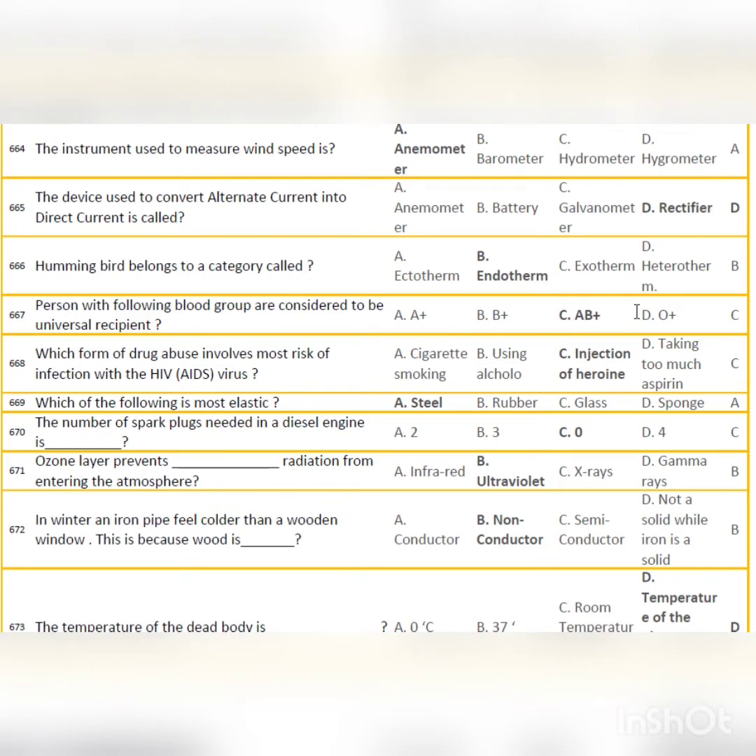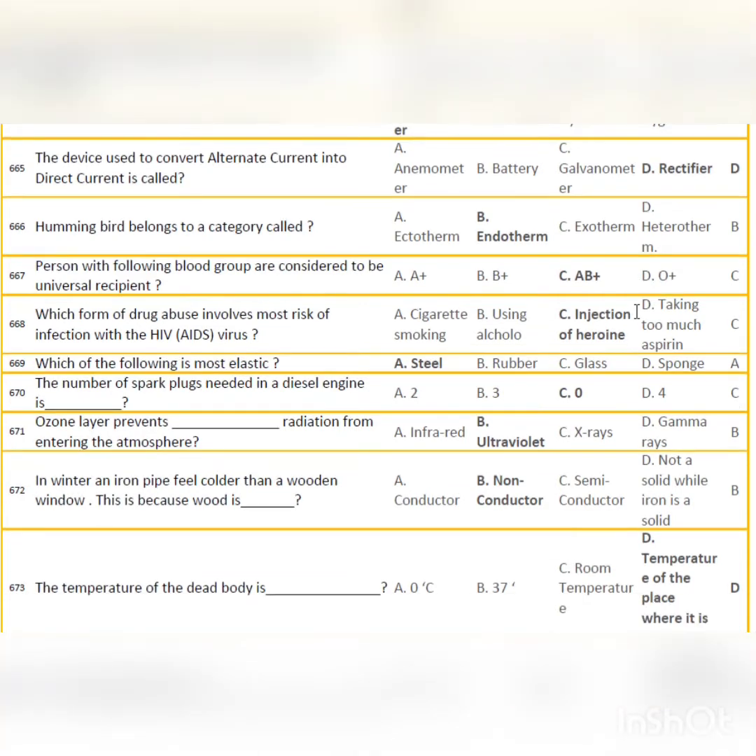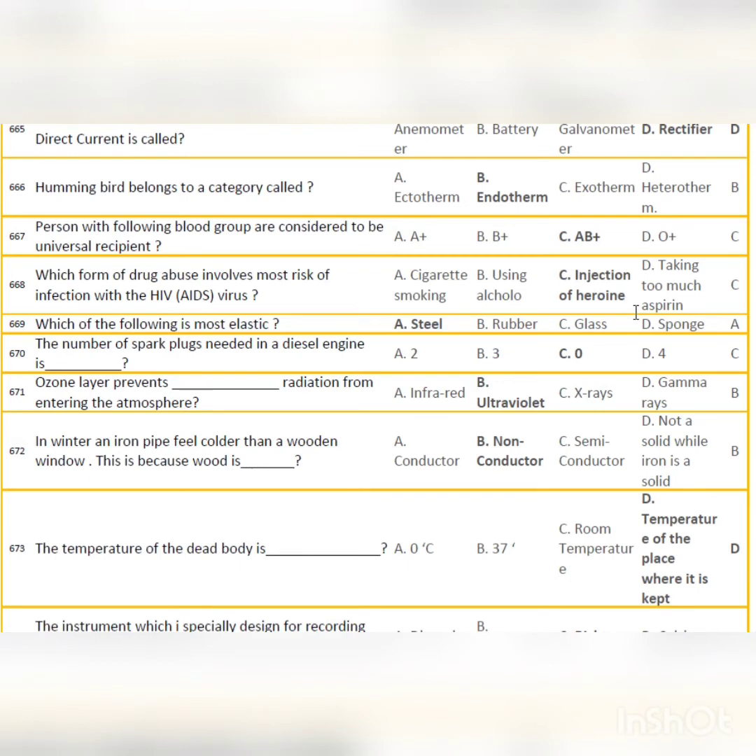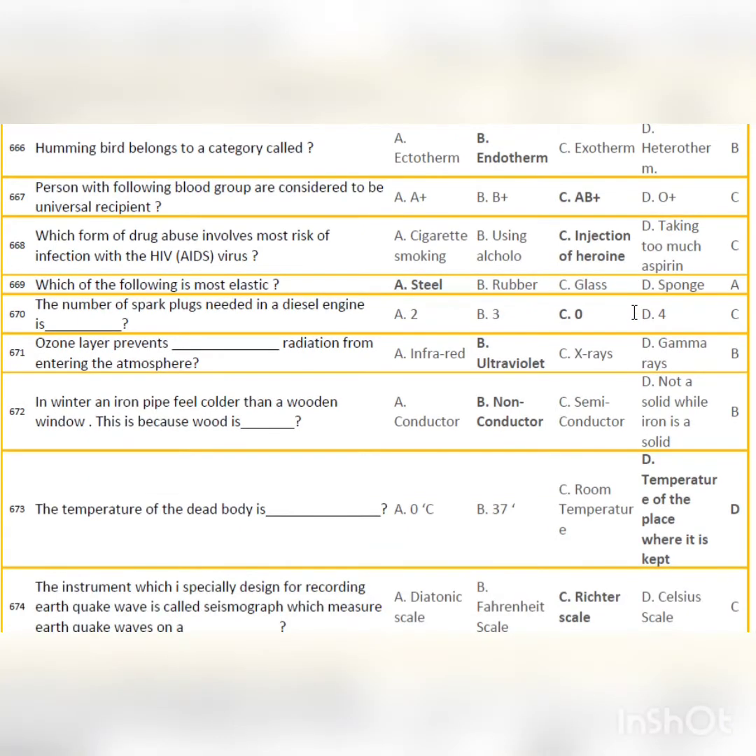What is the third most common gas found in the air? A. Hydrogen, B. Neon, C. Carbon dioxide, D. Argon. Answer is D. Argon.